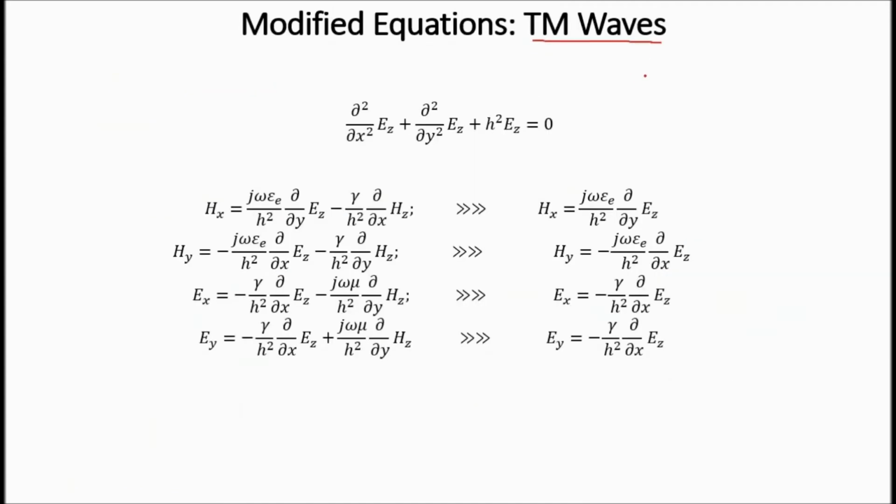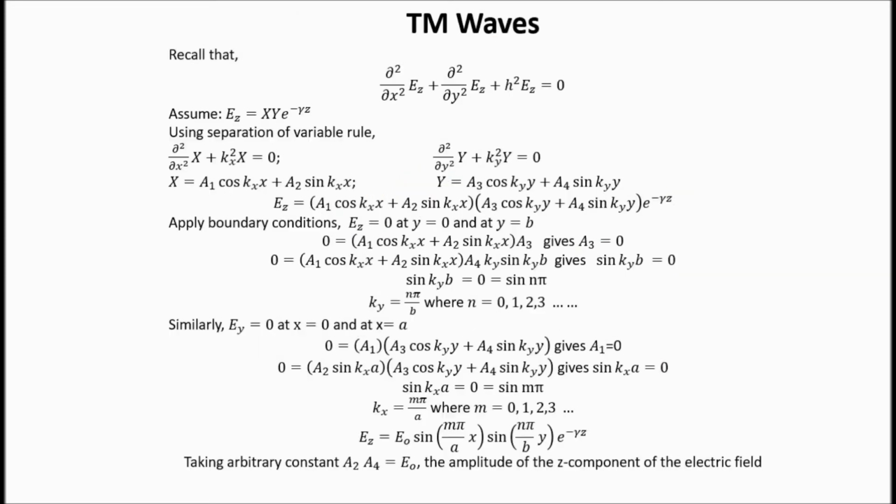Now for TM waves, we know the wave equations give us the expression in terms of Ez. Then we find the x and y components for the magnetic field and electric field, as Hz is 0 for transverse magnetic field. So we can find the modified H and modified x and y components for both electric and magnetic field expressions. Look at the final expressions here. You can see the x and y components are only a function of Ez.